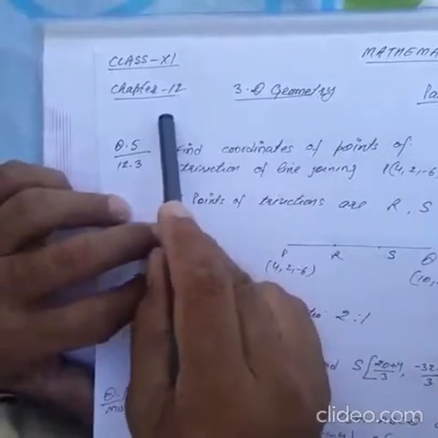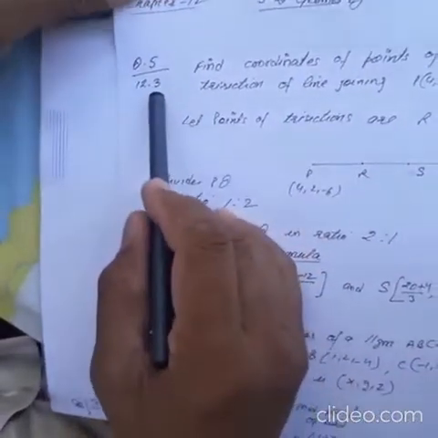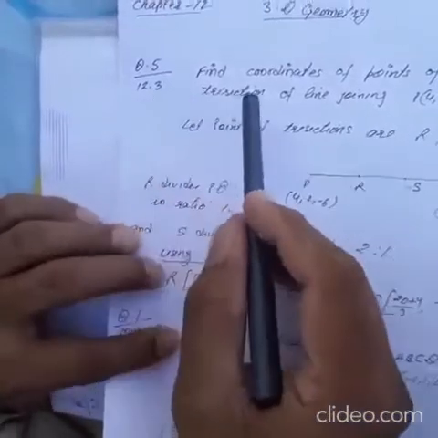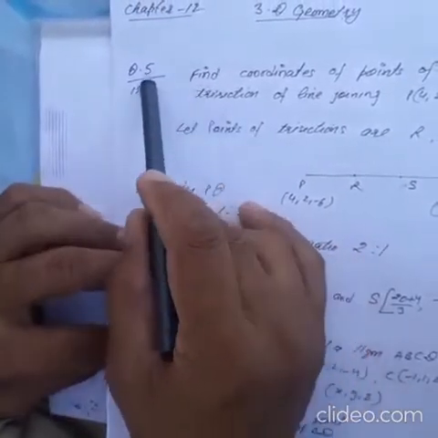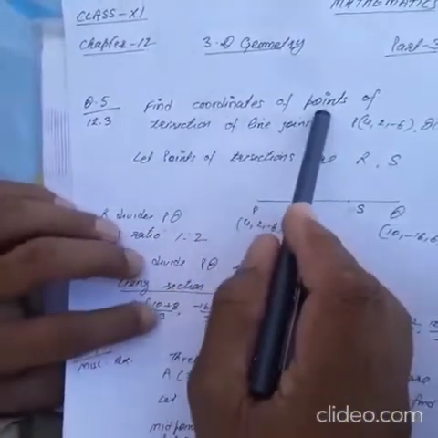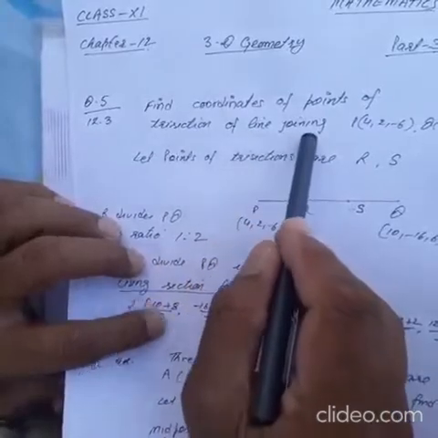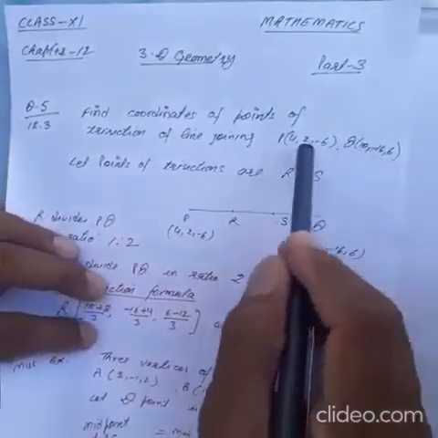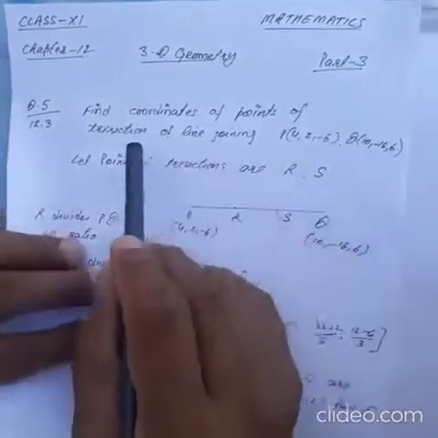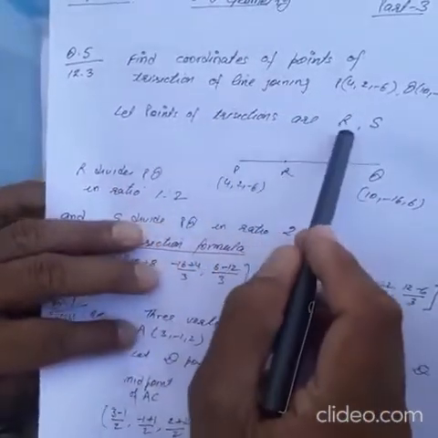This is chapter 12 of NCERT and we were doing exercise 12.3 based on section formula. We are doing question number 5 today. Find coordinates of points of trisection of the line joining PQ. P and Q coordinates are given. Points of trisection means there will be 2 points.